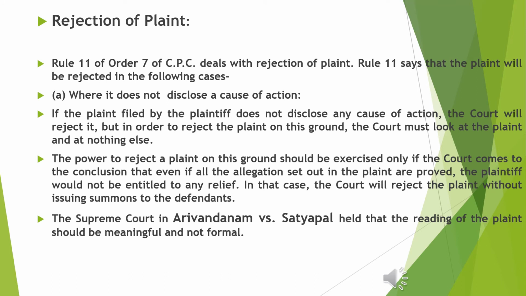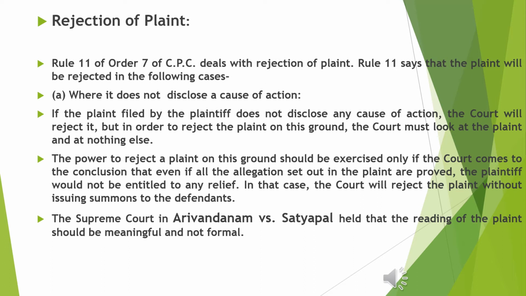Rejection of plaint. Rule 11 of Order VII of CPC deals with rejection of plaint. Rule 11 says that a plaint will be rejected on the following grounds: where it does not disclose a cause of action. Cause of action is the most important thing for maintainability of the suit, that is the plaint. If the plaint filed by the plaintiff does not disclose any cause of action, the court will reject it. But in order to reject the plaint on this ground, the court must look at the plaint and nothing else.